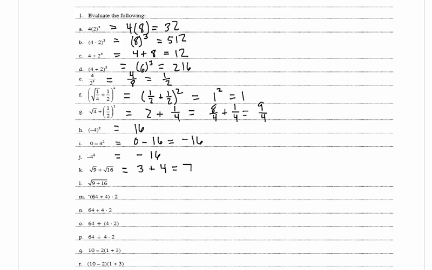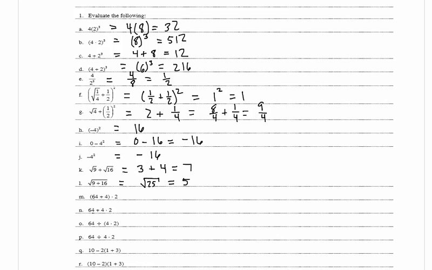In L, we have the square root of 9 plus 16. So in this problem, we're going to add inside the square root first. So we're going to have the square root of 9 plus 16 is 25. And the square root of 25 is equal to 5.